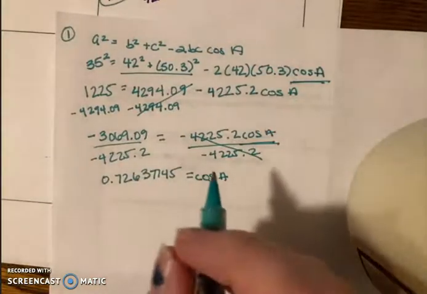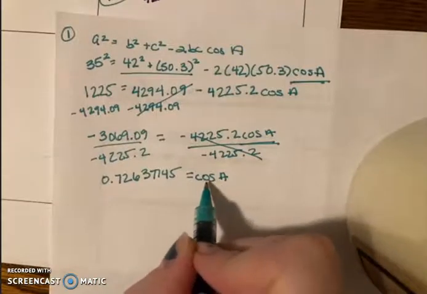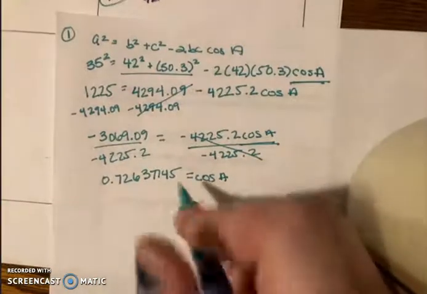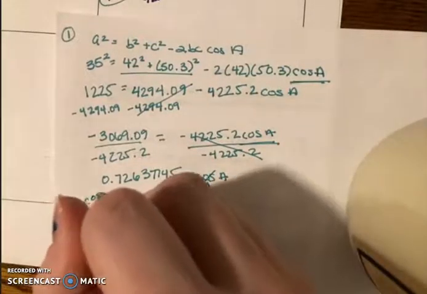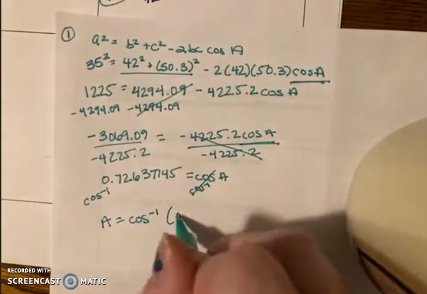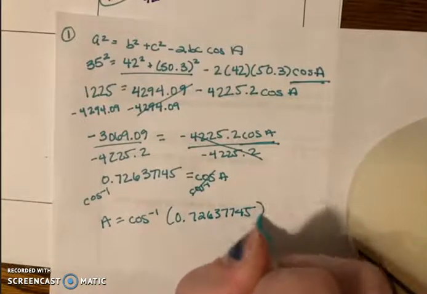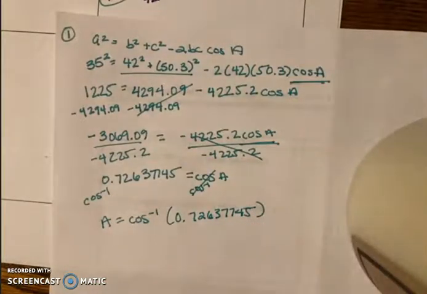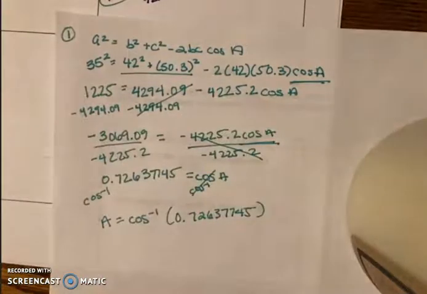All right, I have cosine of A, but remember to undo the cosine and get A by itself, we have to use cosine inverse. And what you do to one side, you do to the other. So I have A equals cosine inverse of 0.72637745, or however many decimal places you went. And if I want that on my calculator, I hit second cosine and then plug in that number.